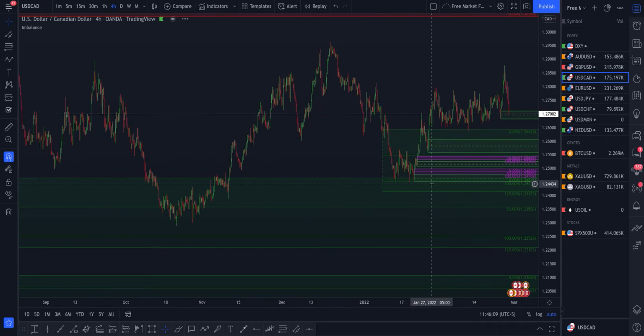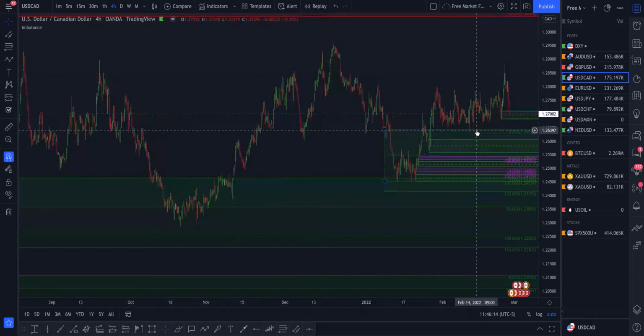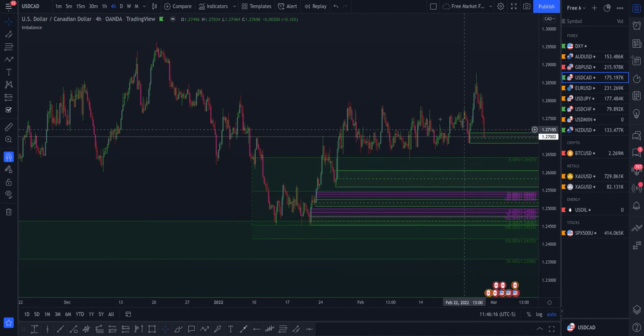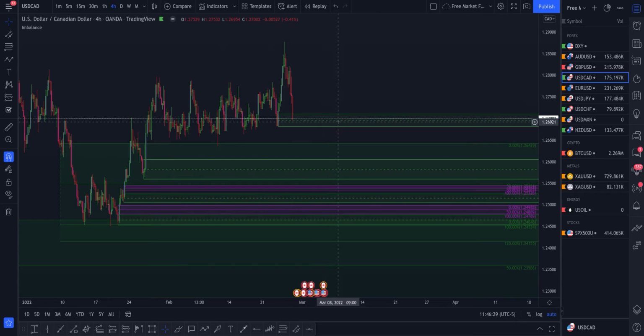On a 4 hour structure, we do see where higher highs and higher lows have been made. This low produced a higher high that did close above this high. So yes, I do think that this pair is going long.